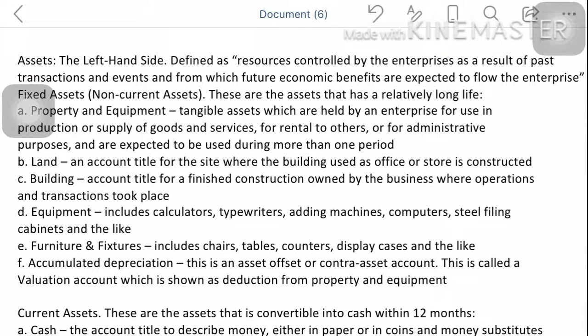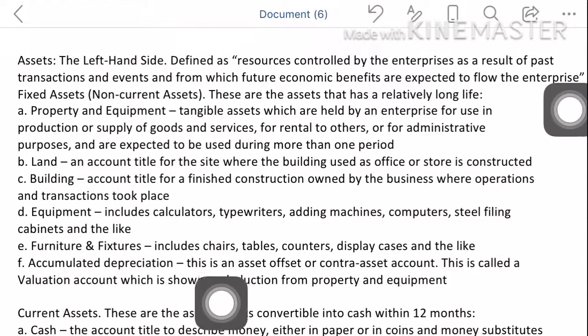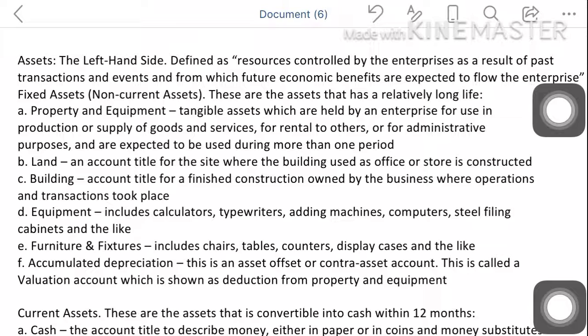So, my report is about assets, the left-hand side, defined as resources controlled by the enterprise as a result of past transactions and events and from which future economic benefits are expected to flow to the enterprise. Fixed assets, non-current assets, these are the assets that have a relatively long life. So, this kind of asset, magamit mo siya for a long time. So, diri na belong ang property and equipment.